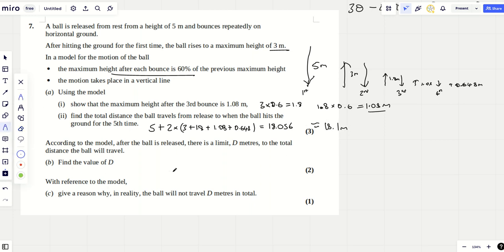Okay, according to the model, after the ball is released, there's a limit, d, to the total distance travelled that the ball will travel. Well, this is about geometric sequences, and so we need the sum to infinity formula here, but let's just have a look at this, because what have we got? We've got 5 plus, and then if we do the 2 times 3, that's 6. If you do the 2 times 1.8, that's 3.6. If you do the 2 times 1.08, it's 2.16, yeah? And let's just put plus dot dot dot.